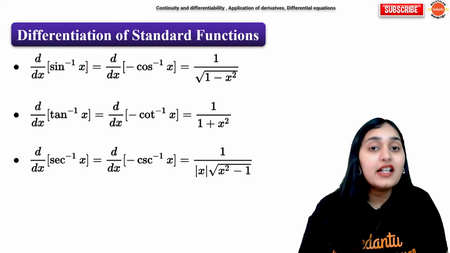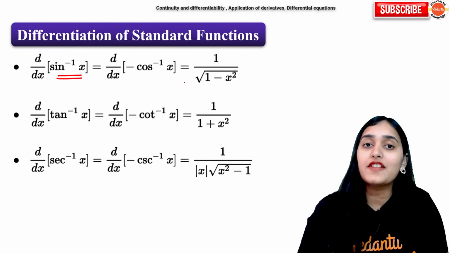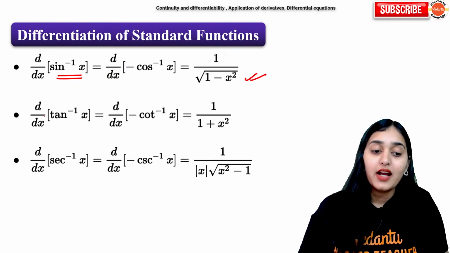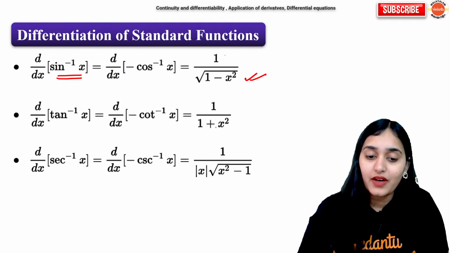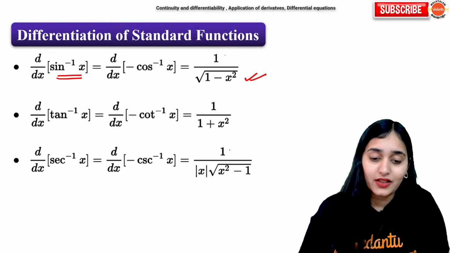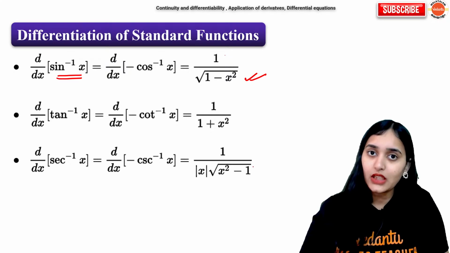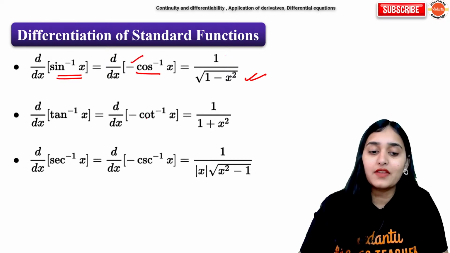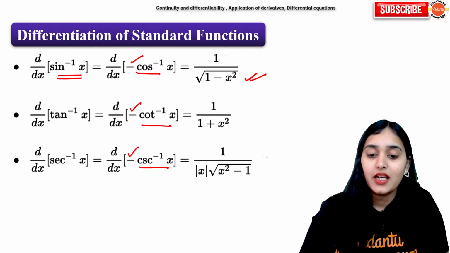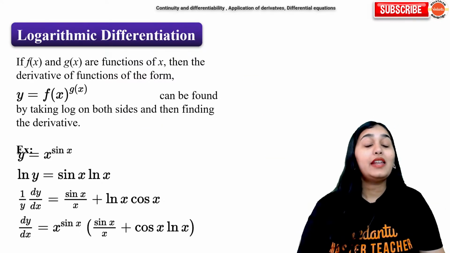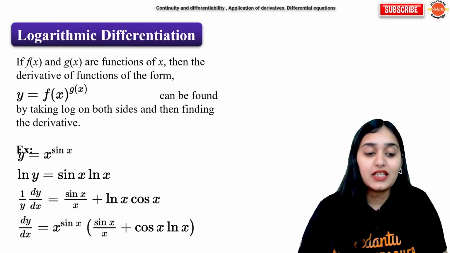Next, inverse trigonometric functions. What is the differentiation of sine inverse x? 1 upon root over 1 minus x square. Differentiation of tan inverse x is 1 upon 1 plus x square. Differentiation of secant inverse x is 1 upon mod x root over x square minus 1. Now for cos inverse, multiply minus 1. For cot inverse, multiply minus 1. For cosec inverse, multiply minus 1 in this formula. Okay? Cool. Next is logarithmic function differentiation.